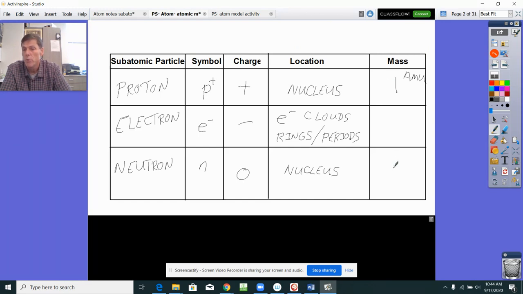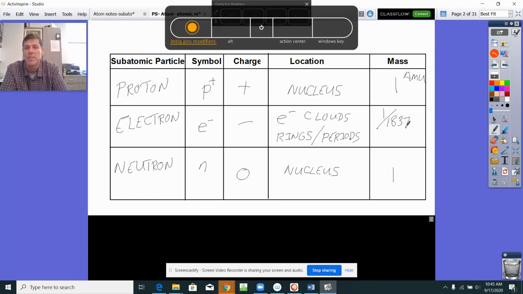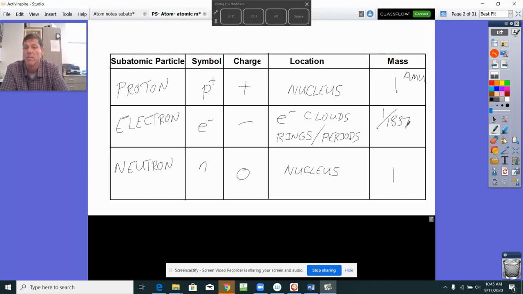Now, neutrons also have a mass of 1. They're almost identical in size to the proton. A little bit different, but that's okay. The electron, though, is the difference. Electron, in reality, its mass is 1/1837th of that of a proton.